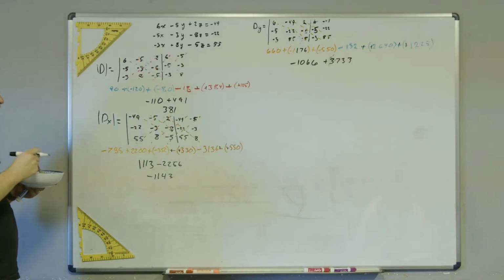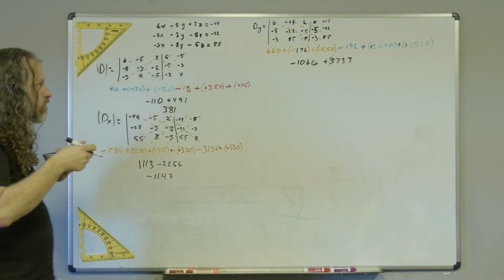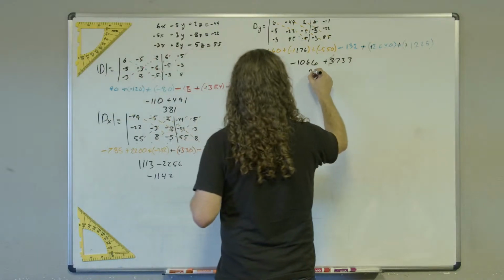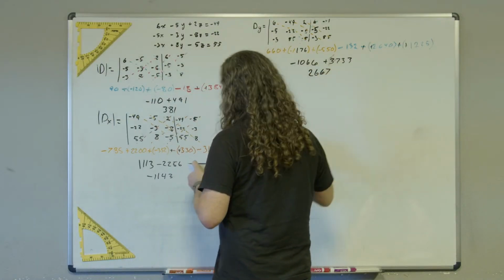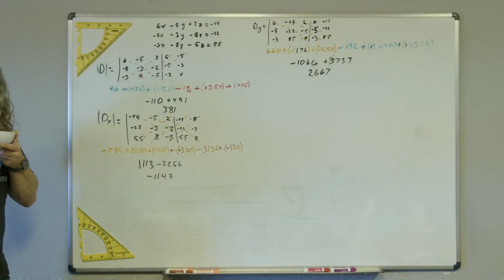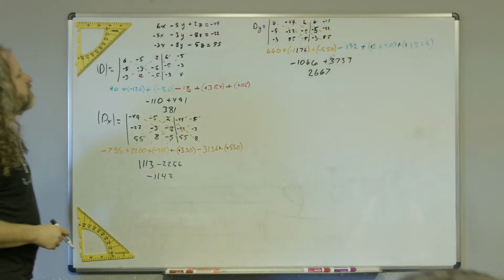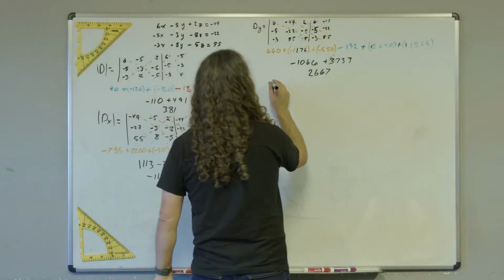Negative 1,066 plus 3,733. I concur. She didn't even need a calculator for that. Or she did it hours ago. Definitely didn't need a calculator, for sure. Wink, wink. And then the Z one.